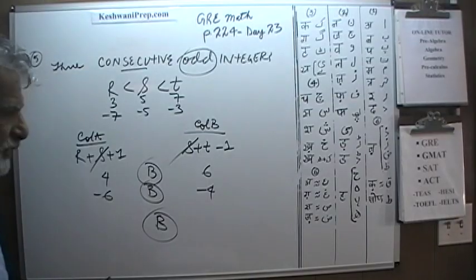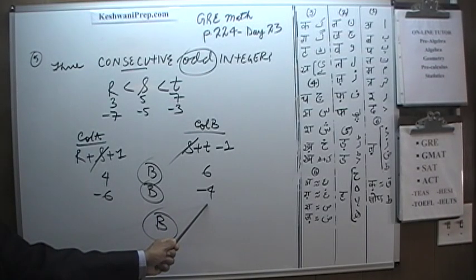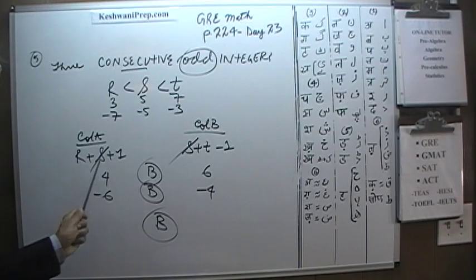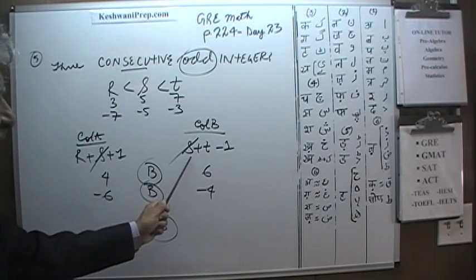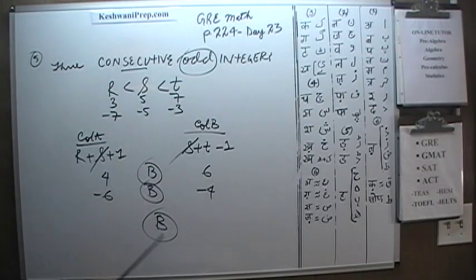The answer is B. As you can see, the first time around the difference was 2. Here also the difference is 2. The difference is always going to be 2 between these two quantities. R plus 1 is going to be 2 less than T minus 1. Can you figure out why? The reason is because they are consecutive.